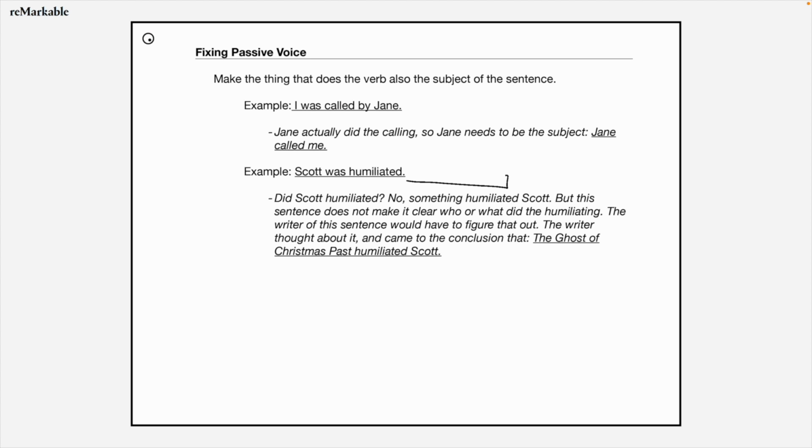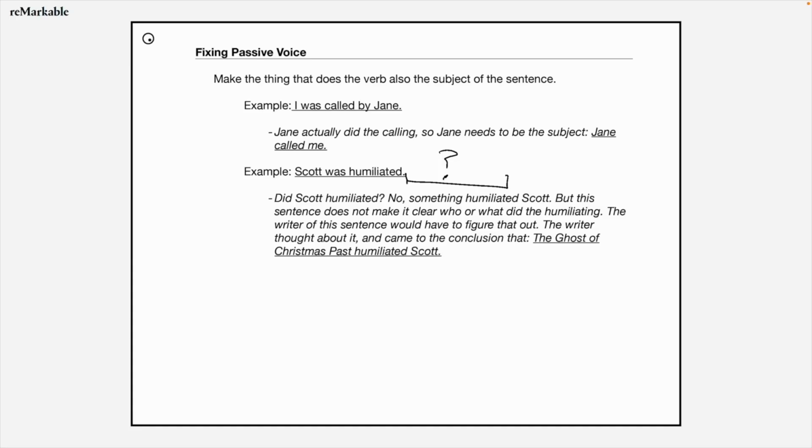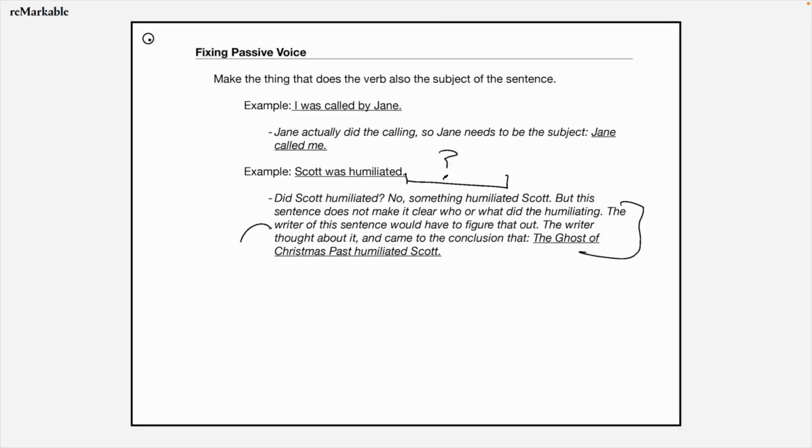Scott was humiliated, but this sentence doesn't make it clear at all who or what did the humiliating. So I'm reading this, Scott was humiliated, and there's a whole lot of information that I don't have. Who or what humiliated Scott? Got it? So the writer of this sentence needs to think, wait, what am I actually trying to say here? Scott was humiliated, but what is actually doing the humiliating? And so after a lot of soul searching, the writer of this sentence came to the conclusion that the ghost of Christmas past humiliated Scott.